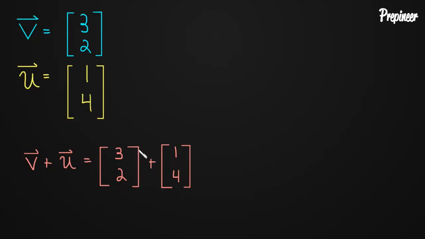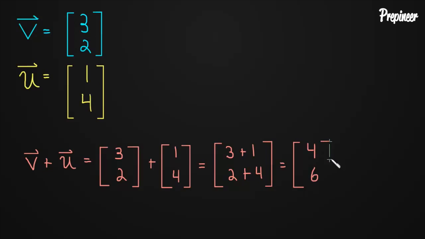And how do we do this? Well, we just add their corresponding components together. So the first component of v plus u is just going to be the first component of v, which is 3, plus the first component of u. The second component of v plus u is just the second component of v plus the second component of u, which in our case just becomes 4, 6. So when we add vectors together, we get a new vector. And here we got the vector 4, 6.